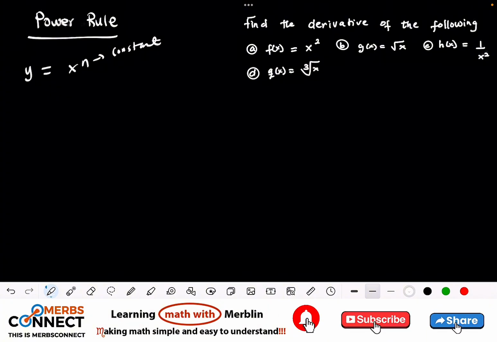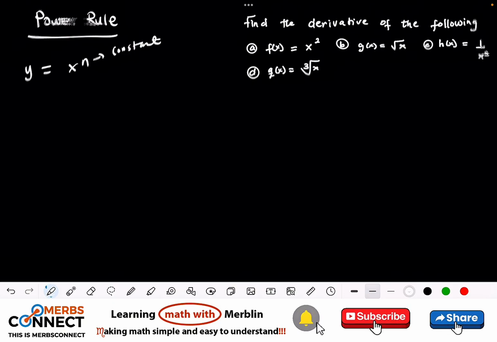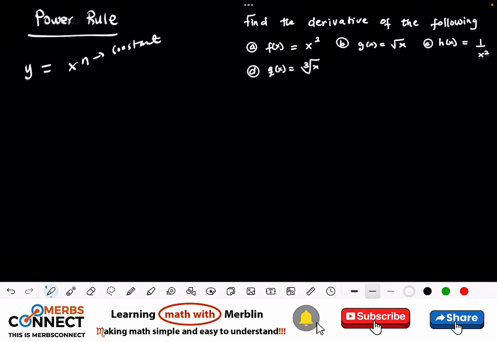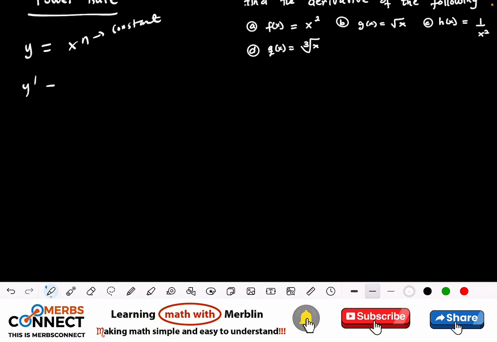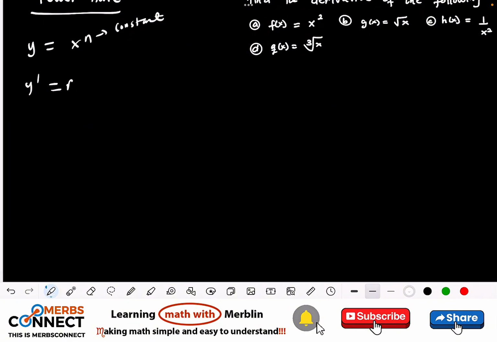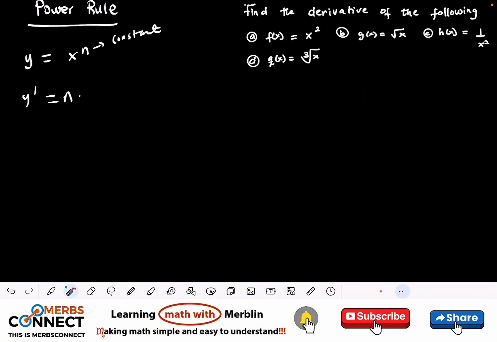So if n is constant and it's not any other variable like x or y, let's say it's a constant like 2, half, those kinds of things, then the power rule says that if I differentiate this function, all I need to do is drop the n. So I'll drop the n, then multiply it by the whole function, x to the power n, then subtract 1. So this is the power rule.